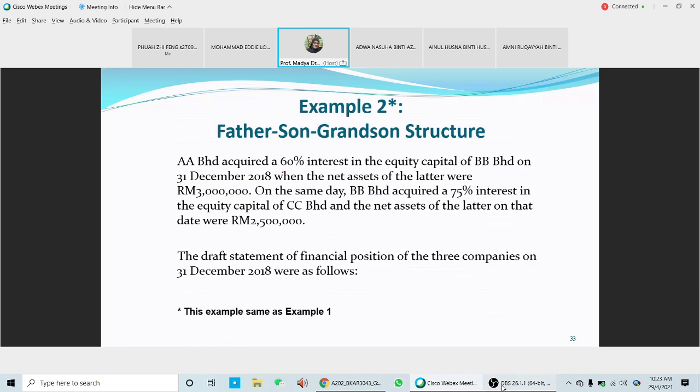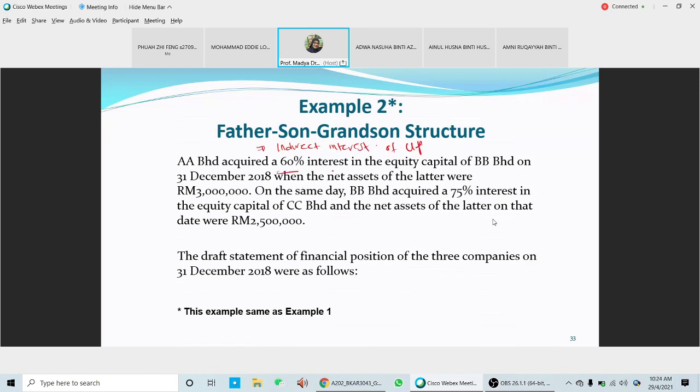Now we're going to look at this example. We are using the one stage method, so we're going to account for the indirect interest. We're going to look at the indirect interest, focusing on the indirect interest of the ultimate parent.